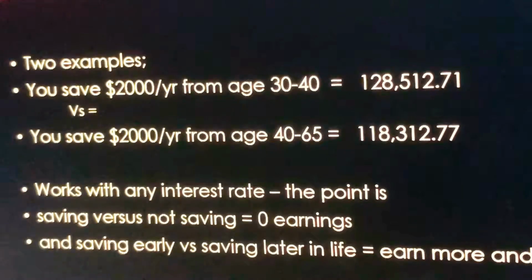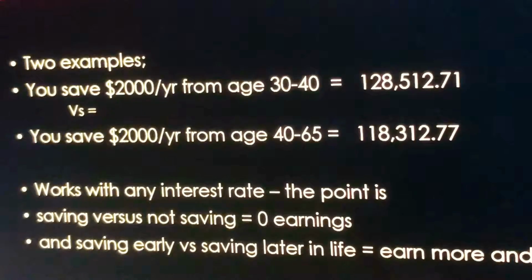Looking back at this, let's take a quick summary of what we learned. Two examples: you save $2,000 a year for 11 years. You made about $128,000. In the second example, remember, you put in from 40 to 65, that's $30,000 more, but you made $10,000 less just because you saved earlier. And again, as I mentioned, it works with any interest rate. I'll show you really quick.